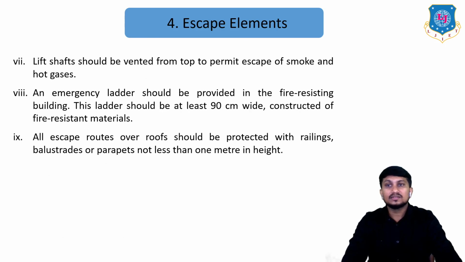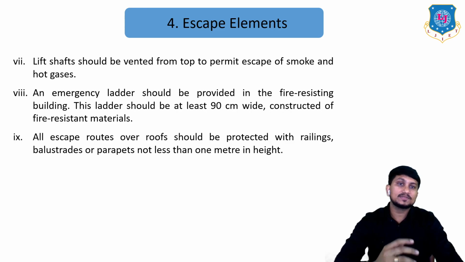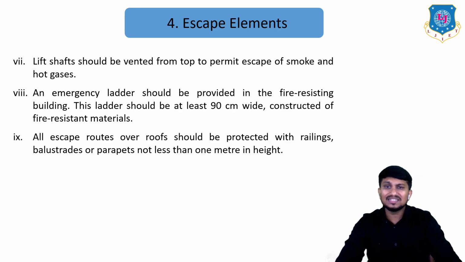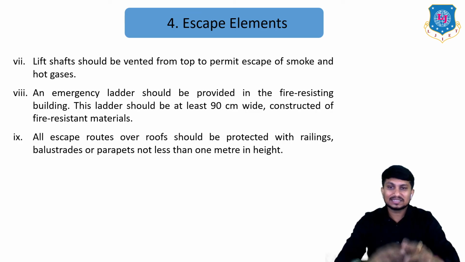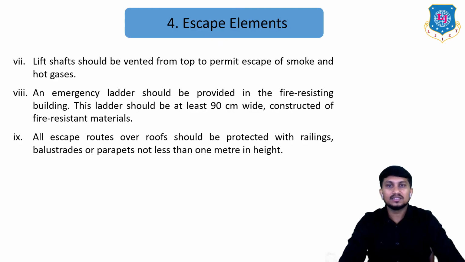The lift shaft should be vented from top to permit escape of smoke and hot gases. An emergency ladder should be provided in the fire-resisting building. This ladder should be at least 90 centimeters wide, constructed of fire-resistant materials. All escape routes over roofs should be protected with railings, balusters, or parapets not less than 1 meter in height. So these are the various points to consider while constructing aspect elements in the fire resistance building.